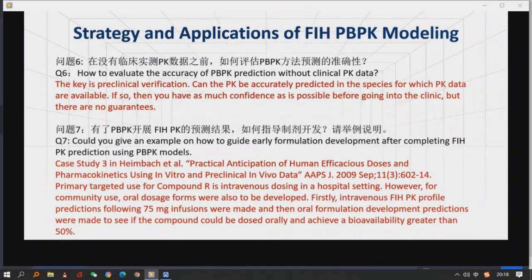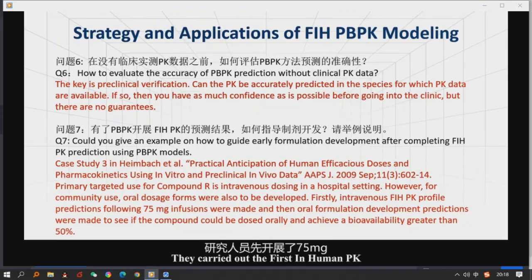Question number 7. Could you give an example on how to guide early formulation development after completing first-in-human PK prediction using PBPK models? So the example I will give here is the case study from the Tycho Heimbach et al. publication in 2009. So we looked at compound R, for which the primary target was intravenous dosing in a hospital setting. However, for community use, oral dosage forms were also to be developed.